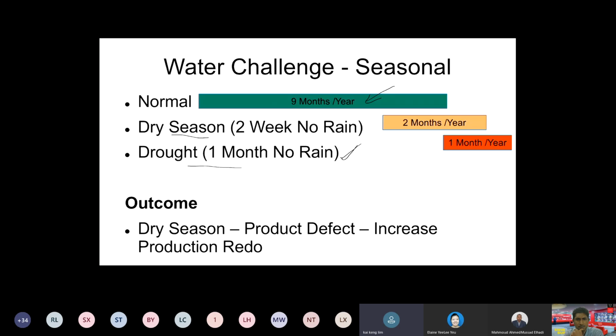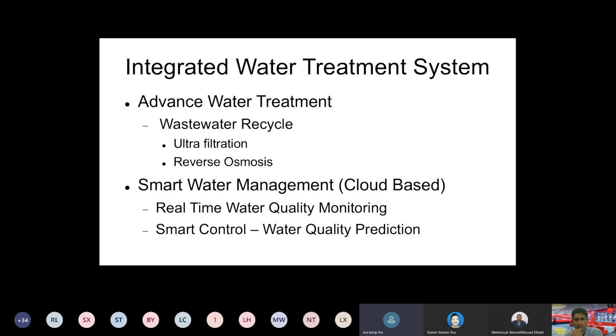The outcome is the industry will be facing severe losses because they can't do their product. The dyeing process cannot proceed. And you all may know textile industry, for a normal factory, they consume about 2,000 to 3,000 meter cube of water per day. So that is for one factory. The largest textile industry at Batu Pahat area consumes about 1,000 meter cube of water per hour, which is 24,000 meter cube of water per day.